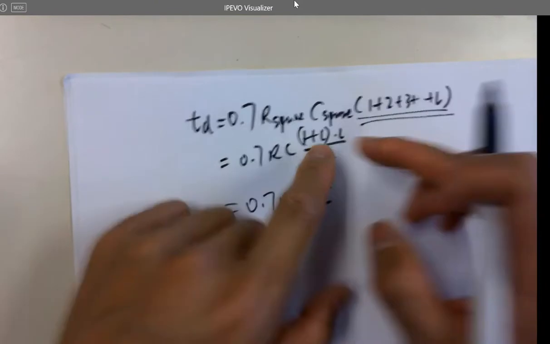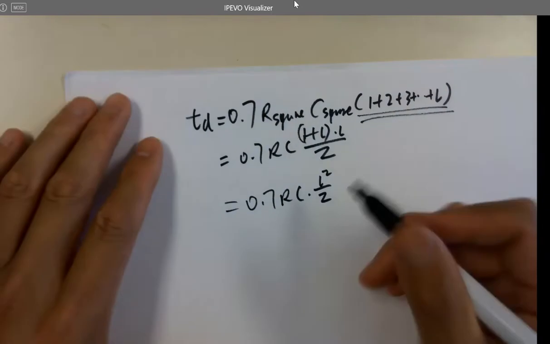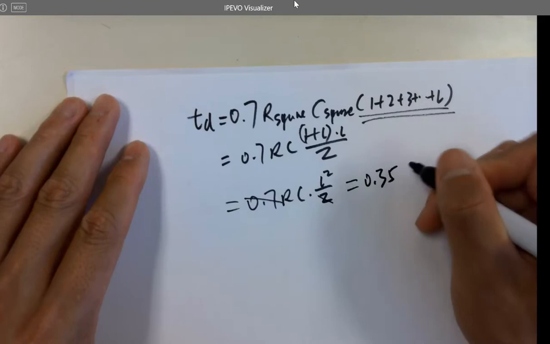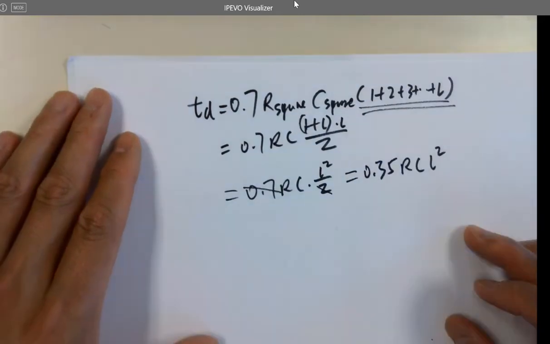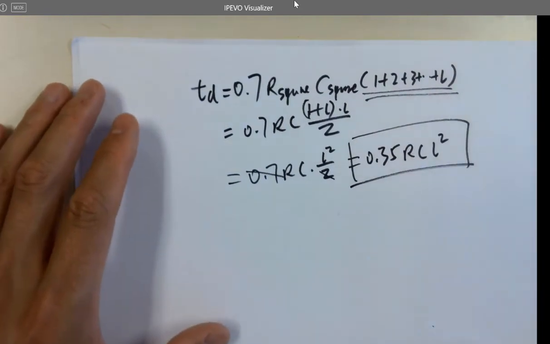You're assuming you have a long resistor, so the length L is significantly larger than the width, right? And it cancels, so we're getting 0.35 RC L square. Okay, so this is the equation you want to use for the homework. There's one assignment over there.